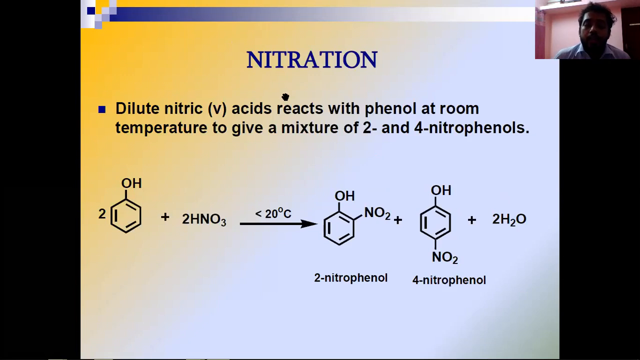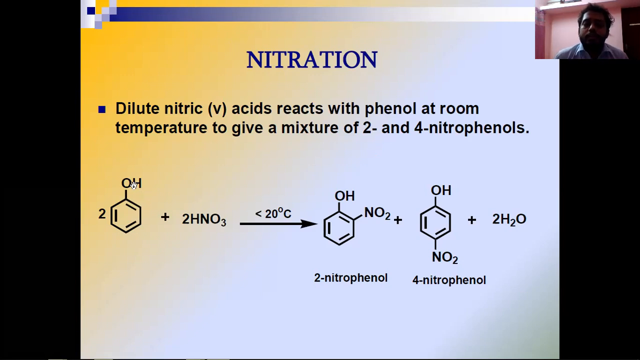Then nitration. Nitration means addition of NO2. For that you can use different types of reagents like fuming nitric acid or nitrating mixture, which is a mixture of concentrated HNO3 and concentrated sulfuric acid. You will become more familiar when you do your practicals, where you prepare a nitrating mixture and further react it with suitable compounds like phenols.